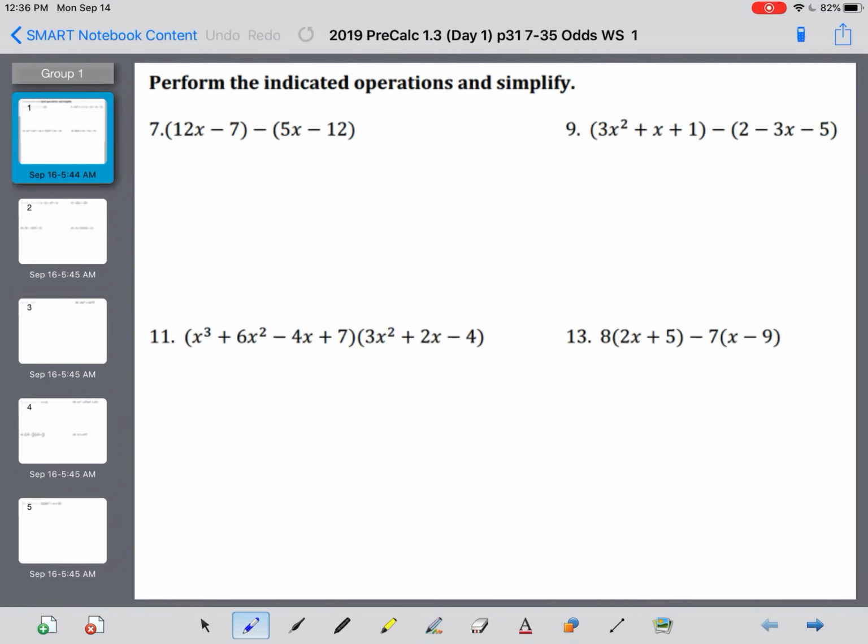Hello, going through some problems from PreCalc, section 1.3, day 1. First of all, the two top ones, number 11 and number 31.